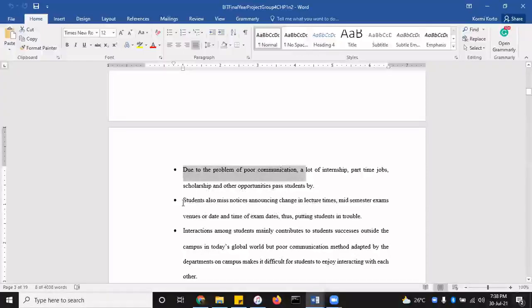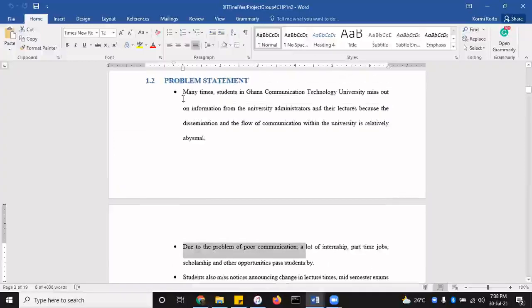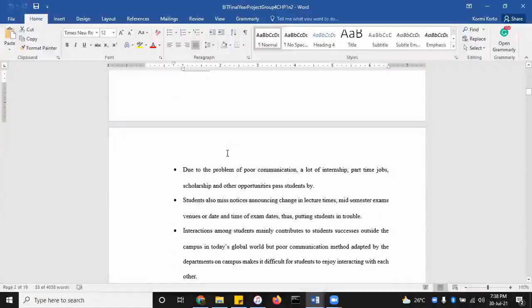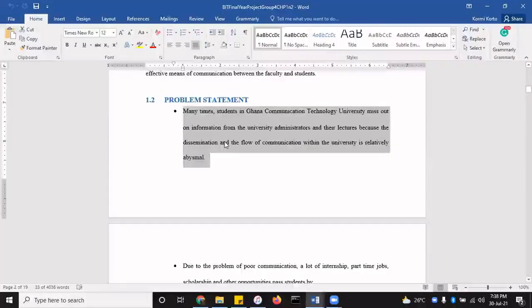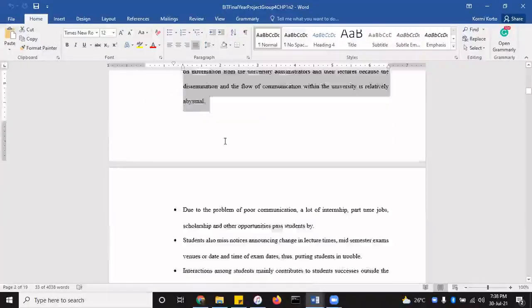So this is still part of what? The first bullet point. It hasn't changed. So the problem has not changed. You get it? So all of these can be grouped under this within one paragraph.